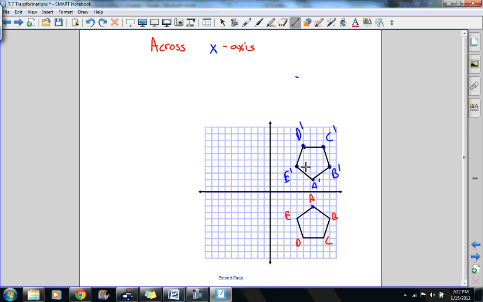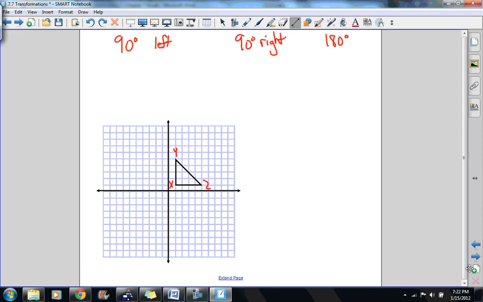And once again, it looks like a mirror image just jumped over this x-axis. Alrighty? And an important thing to note about transformations, these are all going to be congruent to their original figures. They'll all be congruent to their original figures.